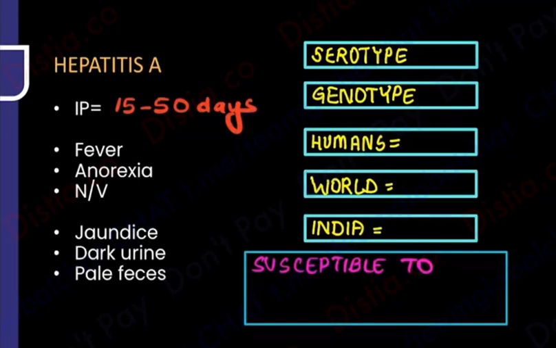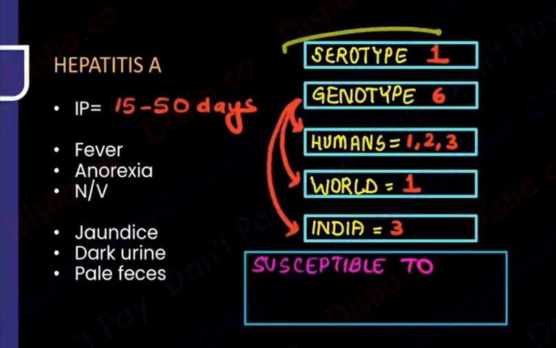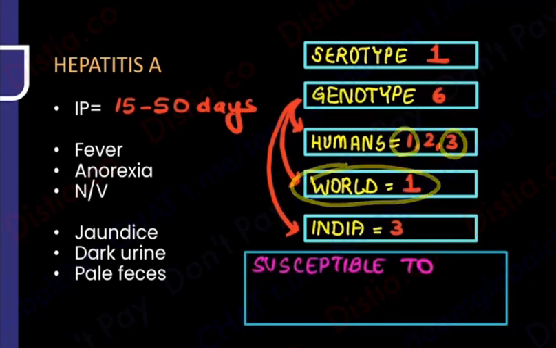Fine. How many serotypes does it have? Hepatitis A has one serotype. There are 6 genotypes, out of which please remember that 1, 2 and 3 are the genotypes more commonly seen in humans. The first one is more commonly seen in the world and the third genotype is more commonly seen in India. Look, the serotype is only one, so whether it is in the world or India, it has to be just one. The concern is with genotypes. There are 6 genotypes. The first 3 are infective to humans. The first one is present all over the world and the third one is common in India.